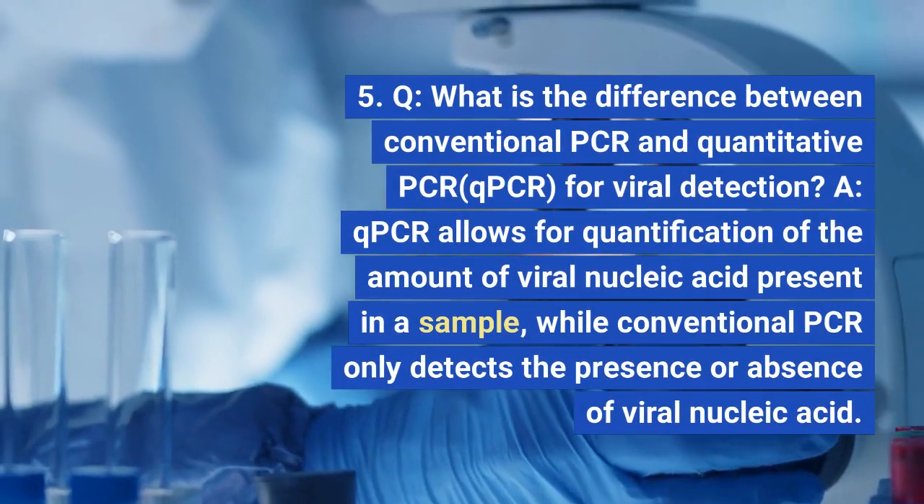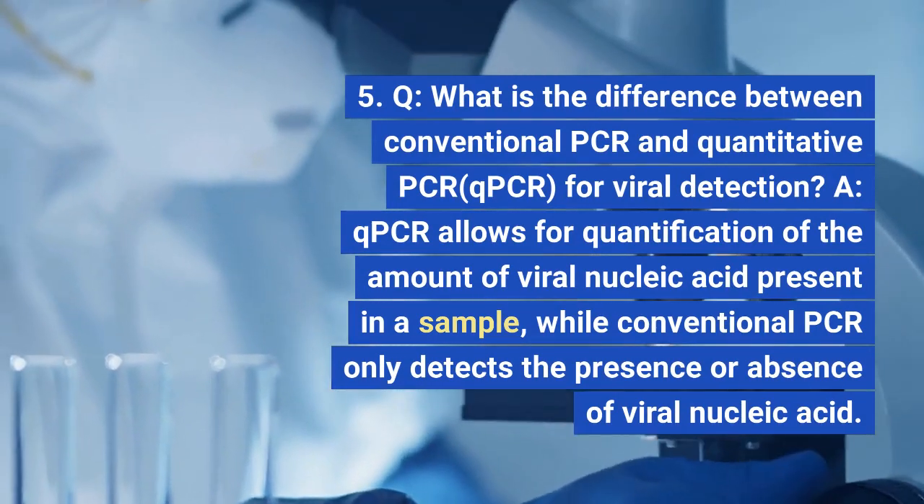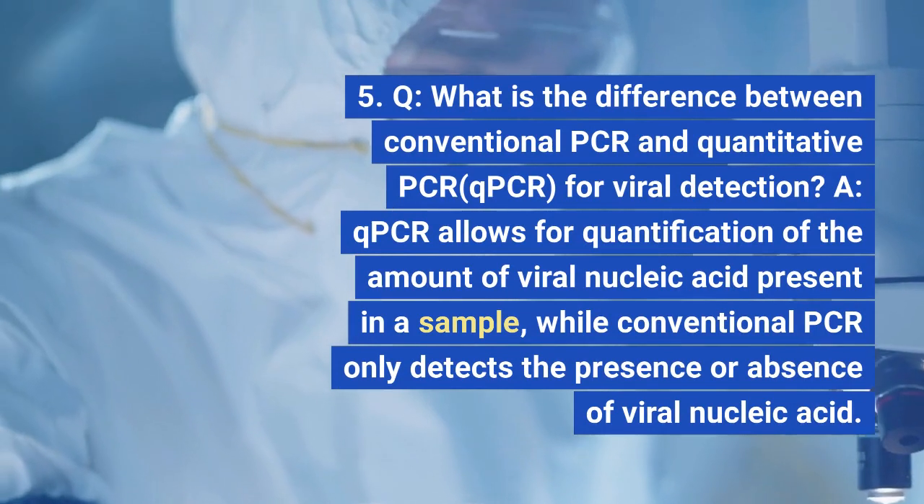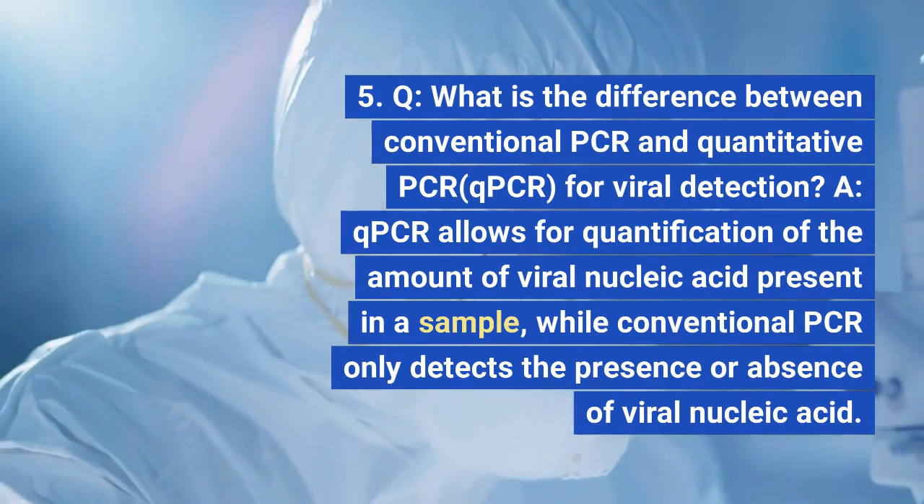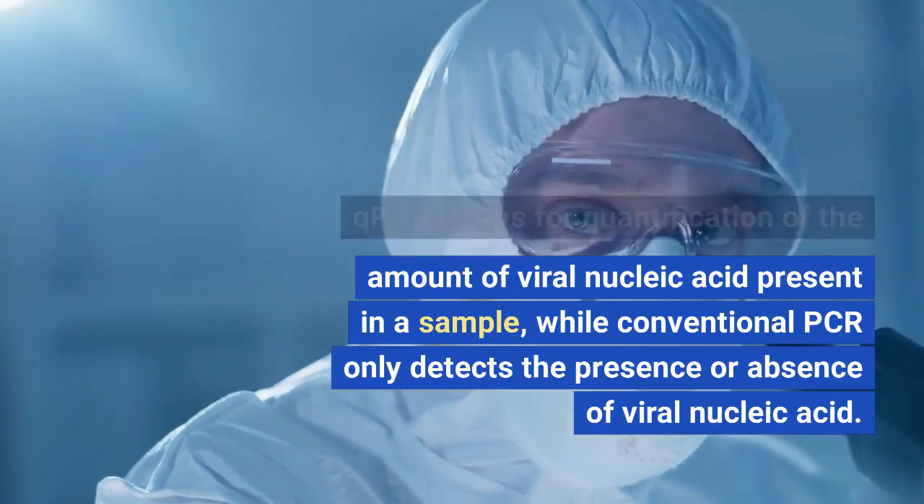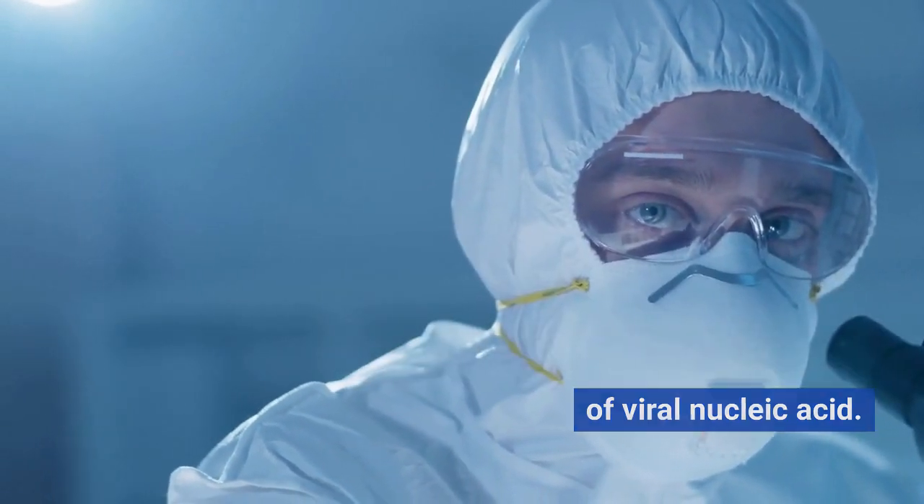5. Q. What is the difference between conventional PCR and quantitative PCR, qPCR, for viral detection? A. qPCR allows for quantification of the amount of viral nucleic acid present in a sample, while conventional PCR only detects the presence or absence of viral nucleic acid.